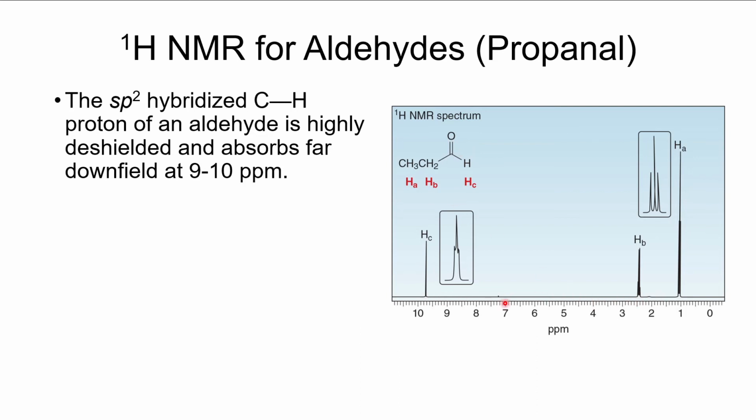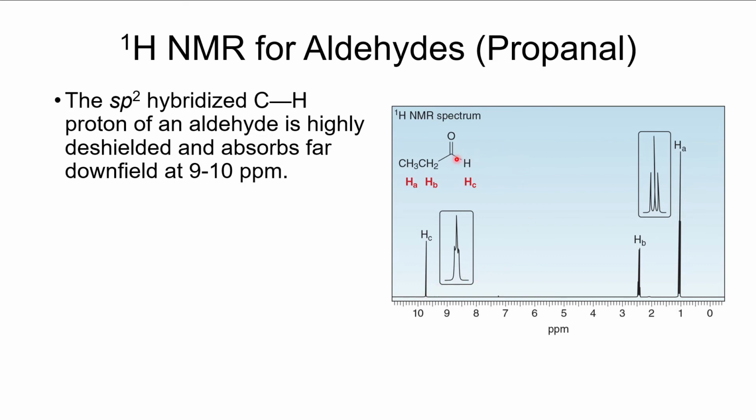And downfield is going to be a larger chemical shift. Well, it's so far downfield, it's in between about 9 and 10 parts per million. Turns out there's not much that shows up between 9 and 10 parts per million. If you've got a peak down there, there's a pretty good chance it's an aldehyde.